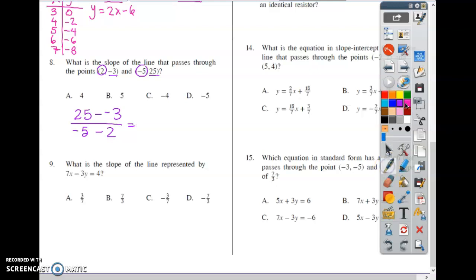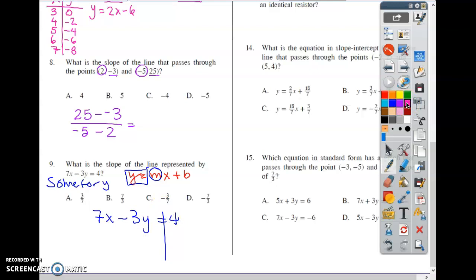Okay, problem number 9. They're asking you for the slope. You cannot find slope from standard form. So if it says ax plus by equals c, you cannot find it from there. It has to be from y equals mx plus b. The slope is the m, which is next to the x, but it has to be in y equals. This is not in y equals, so we have to solve for y. So write it down. Solve for y. I need the y by itself. So 7x minus 3y equals 4.